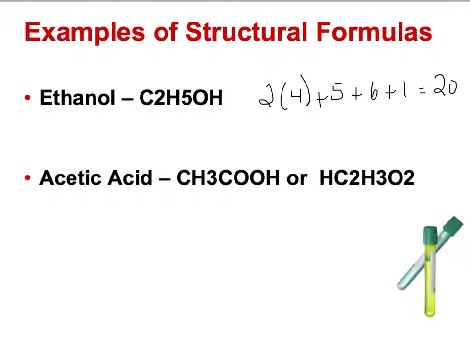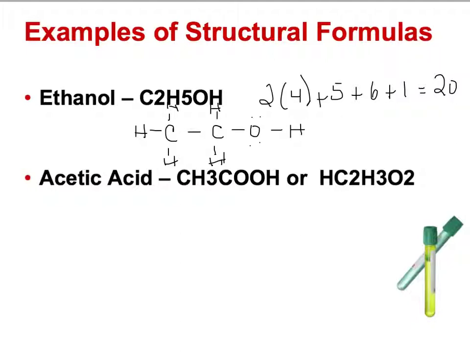So the structure should have 2 carbons bonded together, and then 5 hydrogens, and then an oxygen, and then a hydrogen. Notice that the structural formula is somewhat given to you by the molecular formula there, with the C2H5 indicating that these are all hydrogen bonds connected to those carbons, and then we have an oxygen and a hydrogen on the end.